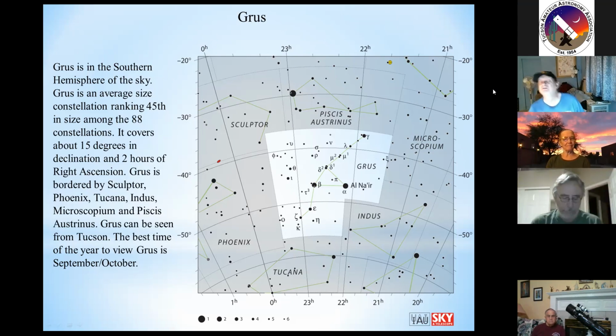Oh, Sculptor. I've seen something in Sculptor. Grus can actually be seen from Tucson. The best time to view it would be September or October when it's due south in the early evening. And you can actually see the entire constellation. It'll get just barely above the horizon.